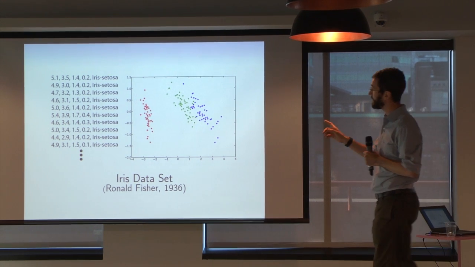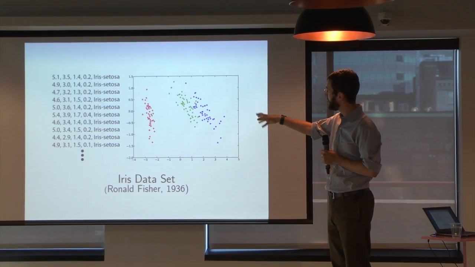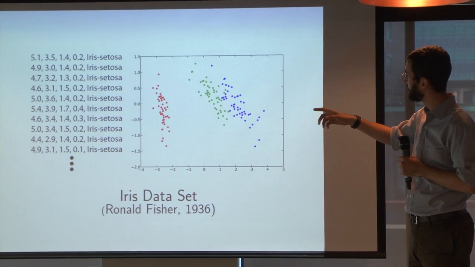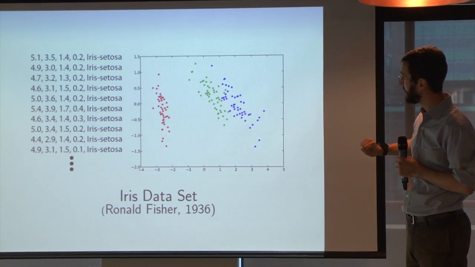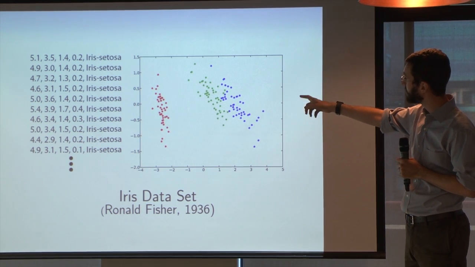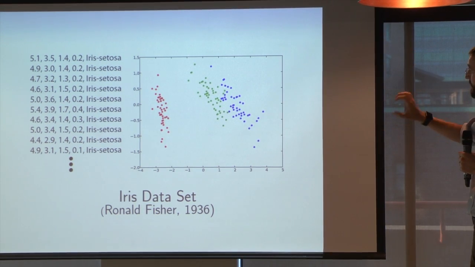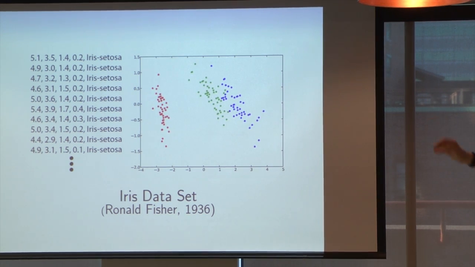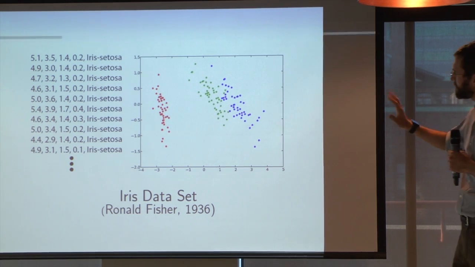So this is 4 dimensions. Each color is a species of iris. This is 4-dimensional data that's been projected down to 2 dimensions, and you can actually see that each species makes its own geometric shape in 2 dimensions. It's even more so if you can actually see it in 4 dimensions. So anyway, we see that.